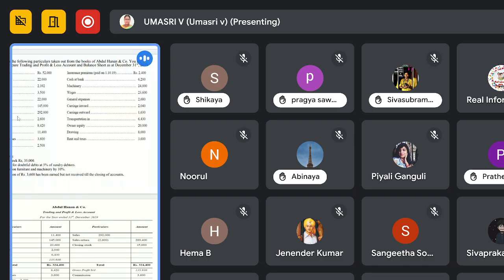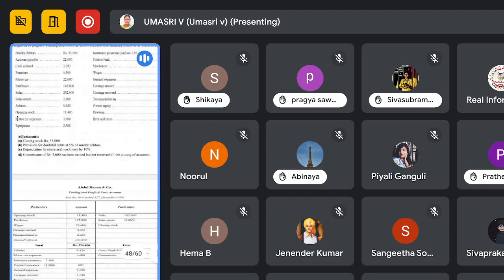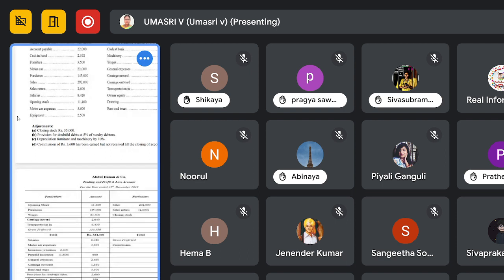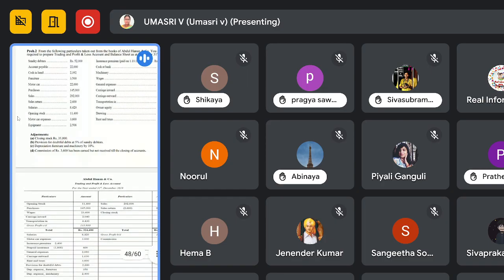So for 2020, 2,400 divided by 12 for 1 month is how much? 200, right? So for 9 months, 1,800 is the prepaid insurance. You have to calculate like that. So prepaid insurance is 1,800. You have to deduct it from the current insurance premium 2,400. The net amount you write in the outer column. Next, general expenditure, carriage outwards, rent and rates, all these things you have to write.